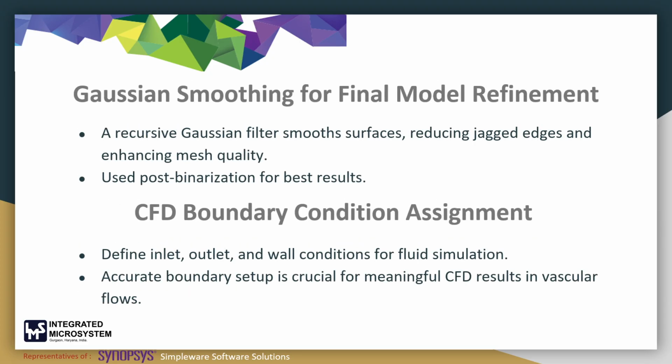Now let's come to Gaussian smoothing and final model refinement. It is a recursive Gaussian filter that smooths surfaces, reducing jagged edges and enhancing mesh quality. It is used on binarized data for best results.